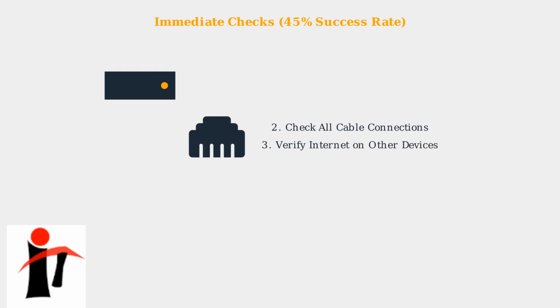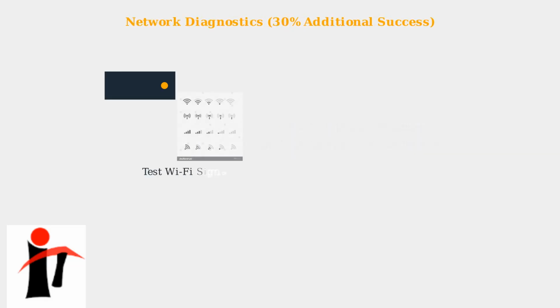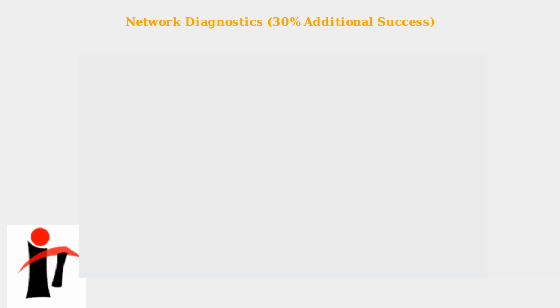Next, check all your cable connections. Loose or damaged cables are a common cause of connection issues. Also, verify that your internet is working on other devices in your home. If immediate checks don't resolve the issue, move to network diagnostics.